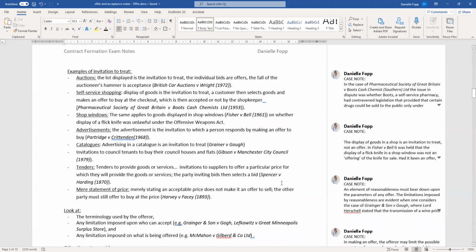So then we're going to include in our notes some examples of invitation to treat. We don't need examples of a straightforward offer. One's generally enough to trigger your memory. However, invitations to treat, this is where the problem question might get a little bit tricky.